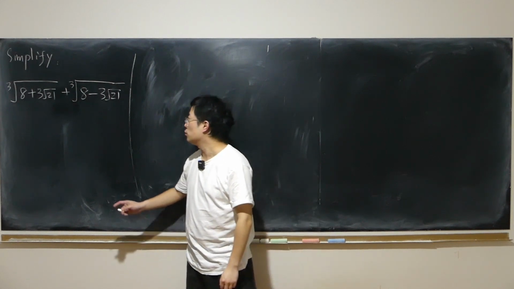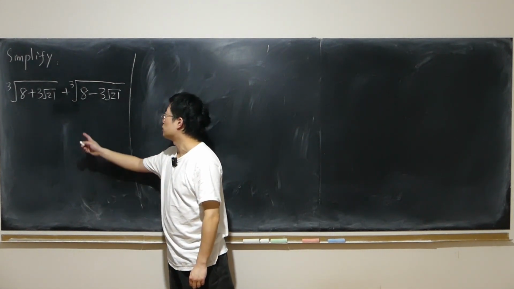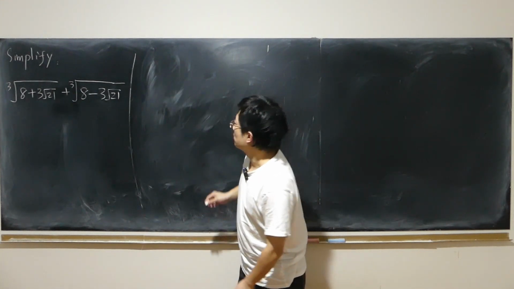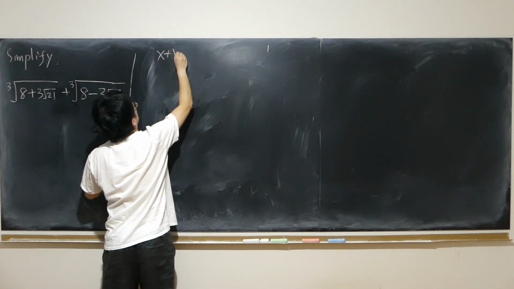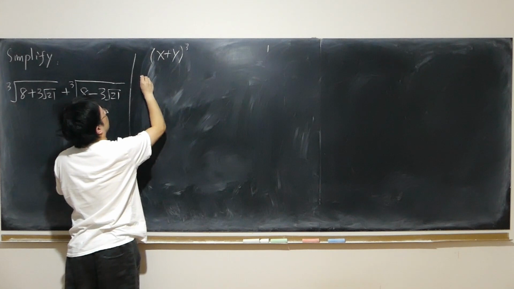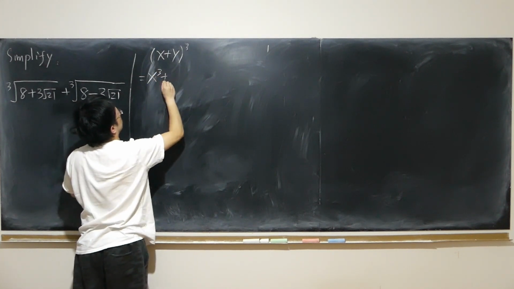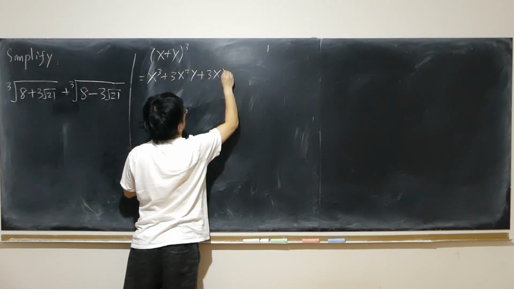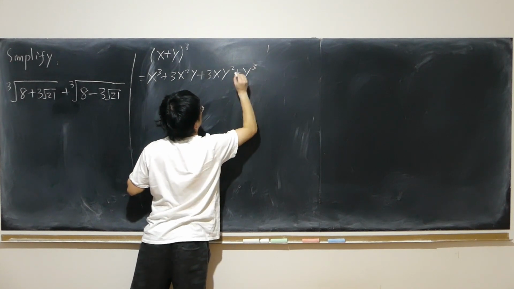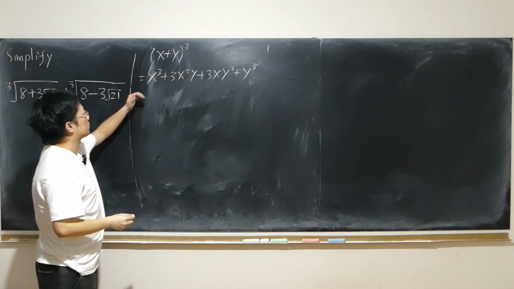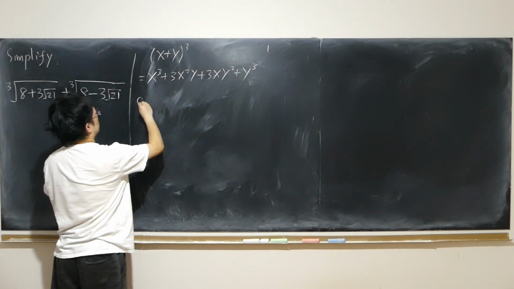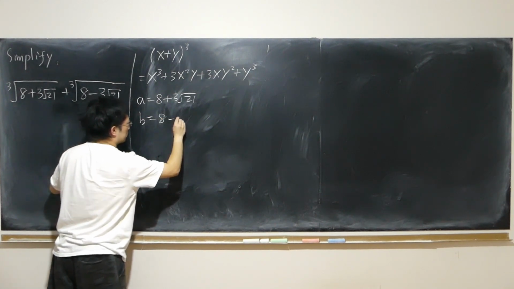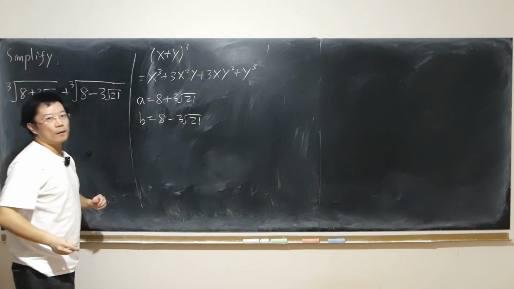To simplify this, cubic root of 8 plus 3 times square root of 21 plus the conjugate, the cubic root. So I'm going to obviously use the (x plus y) to the power 3 equals x to the power 3 plus 3 times x squared times y plus 3 times x times y squared plus y cubed. The standard expansion. So if I let a equals 8 plus 3 times square root of 21, let b equals 8 minus 3 times square root of 21.